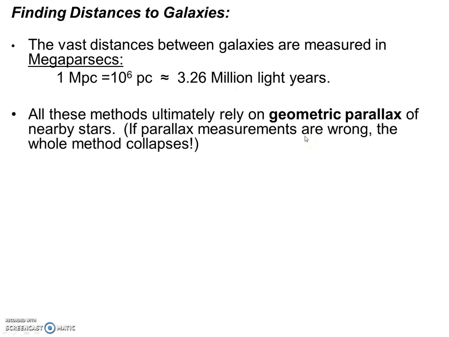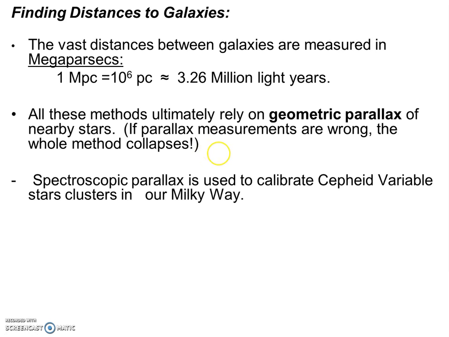Now, all the methods we're going to talk about ultimately rely on geometric parallax of nearby stars. So this is sort of the base of the house of cards. If the geometric parallax measurements are wrong, all the other measurements are off by a greater degree than we even thought. However, we have very recently, within the last 20 years, really pinned down the geometric parallax of nearby stars and even much more distant stars, and we'll talk about that in a minute.